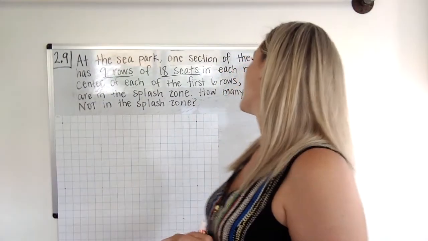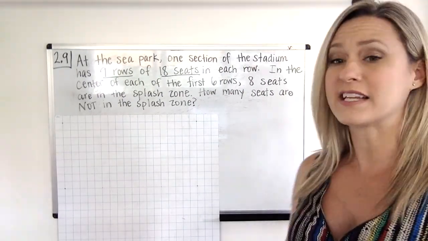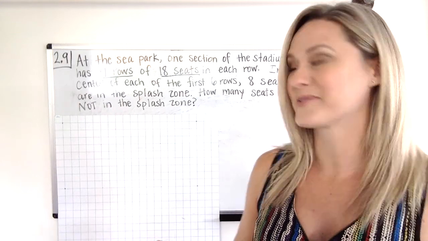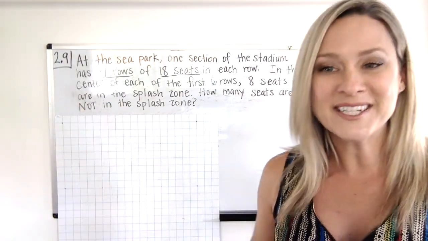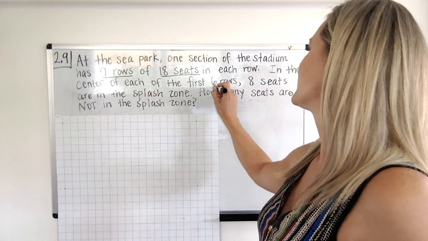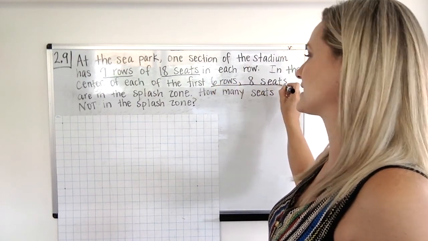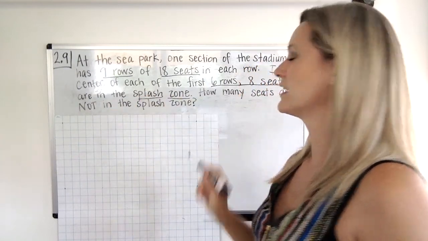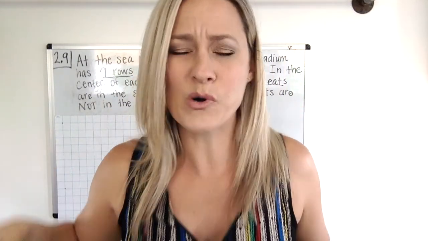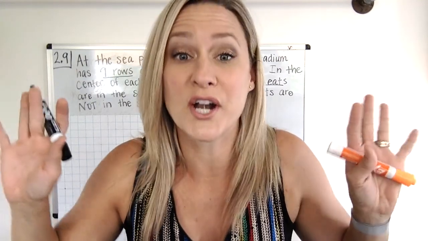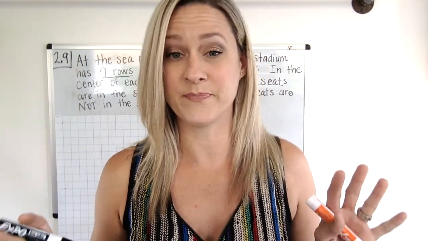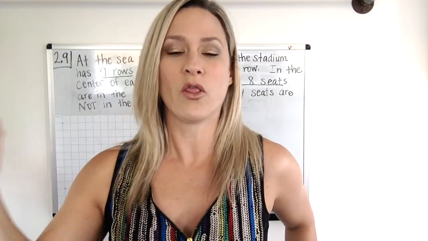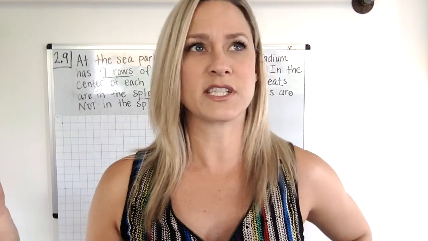Okay, so then the other thing we know is there is a splash zone situation. So if you sit there, you're going to get wet, right? And we know that the splash zone has 6 rows of 8 seats. So it says 6 rows of 8 seats are in the splash zone. Now, here's the kicker. We're trying to figure out how many seats are not in the splash zone, right? One way to think about this story is to really think about the whole seating area, which is kind of what I was thinking about.